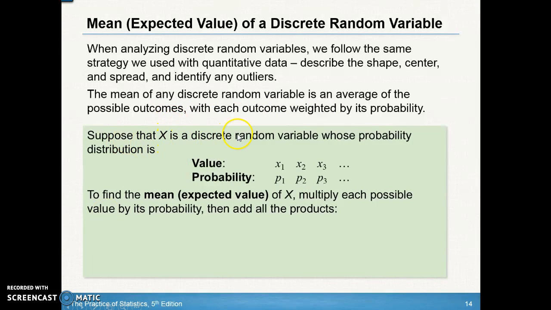Okay, so let's suppose X is a discrete random variable with the probability distribution. So here's our value, here's the probability of each occurring. To find the mean or the expected value, what we're going to do is multiply each value by its probability, then add all the products. So the mean of a discrete random variable is the expected value. Basically, on average, if you do this over and over and over again, how much money can you expect to win? So all we're doing is taking the value times the probability, value times the probability, value times the probability, and then adding all of those together. So that's what this sigma notation means. It means take the value times the probability for each of these and add them up to get the expected value.